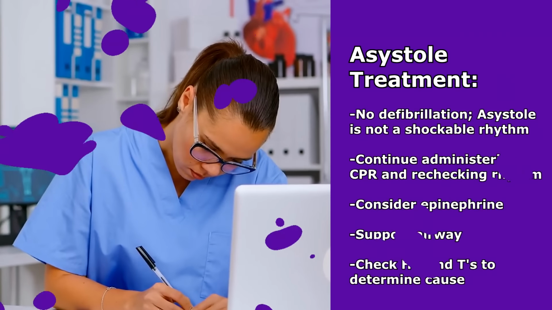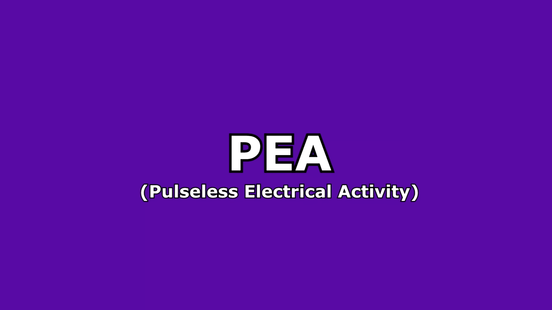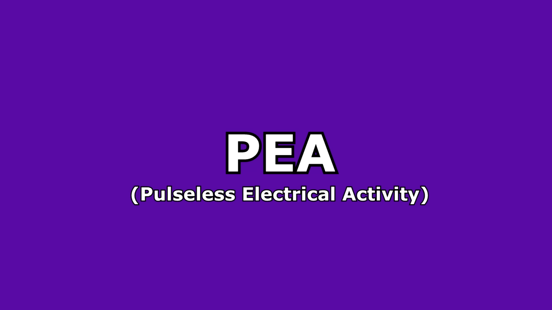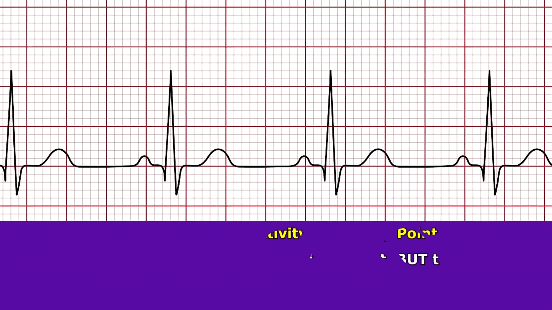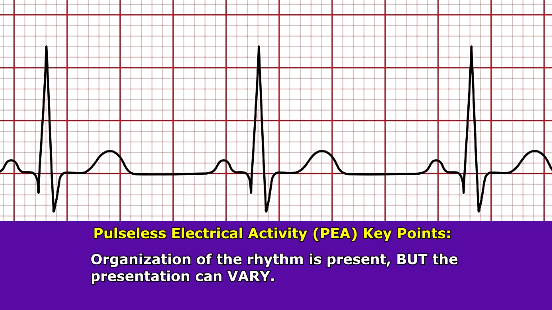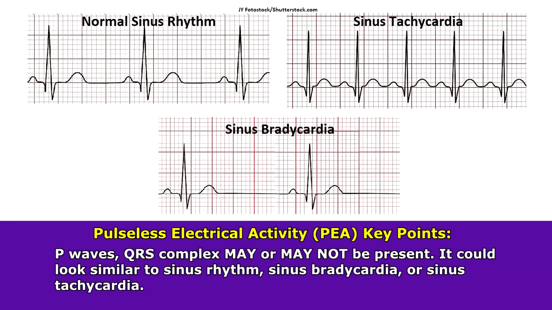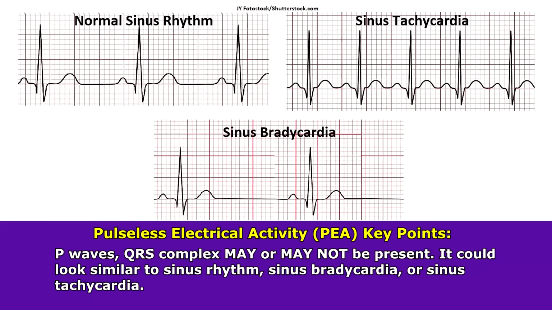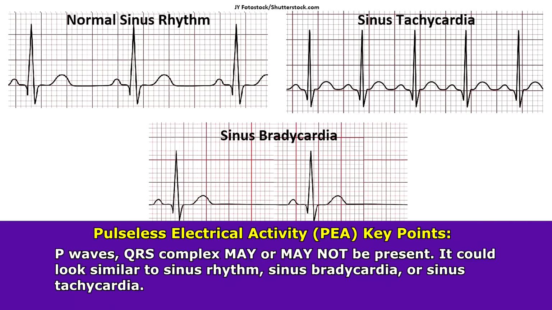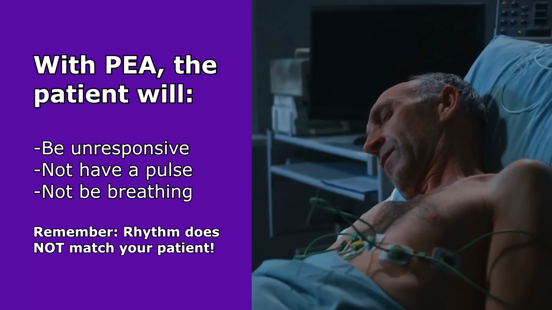Another rhythm you'll want to know is PEA, which is pulseless electrical activity. PEA is a rhythm that whenever you look at the ECG, you will see organization to it. What you will see in terms of organization can vary on the ECG. You can see P waves with QRS complexes, which makes it look like normal sinus rhythm, sinus tach, or sinus bradycardia. This makes its appearance seem like a normal finding, but it's anything but normal, because whenever you go to check your patient, they will be unresponsive.